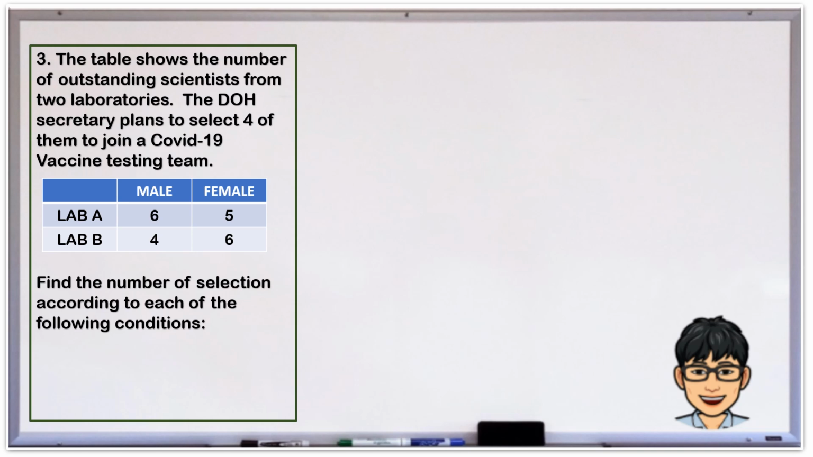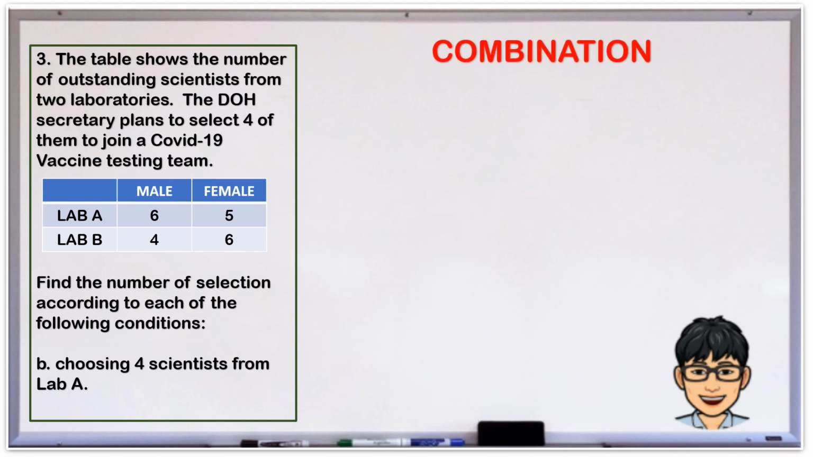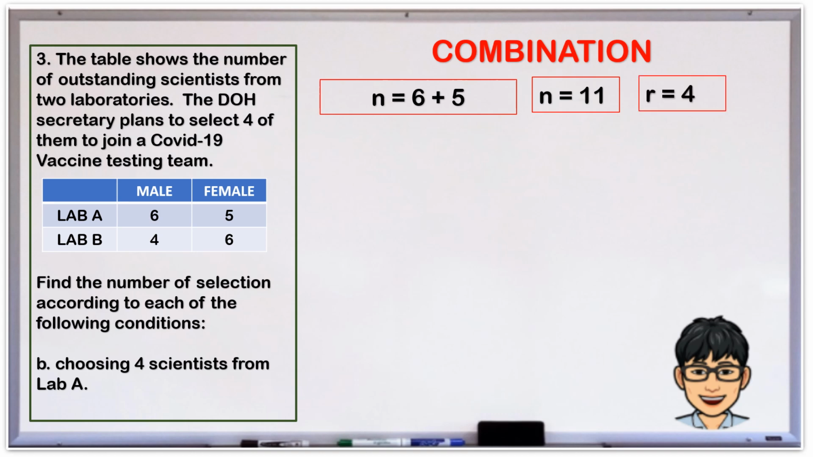What if the condition is this? Choosing 4 scientists from Lab A. So this is another type of combination problem. Since sa Lab A lang tayo kukuha ng scientist, i-disregard natin yung mga data sa Lab B. Ang total number of scientists natin sa Lab A ay 6 plus 5, and that is equal to 11. Still, our R is equal to 4.